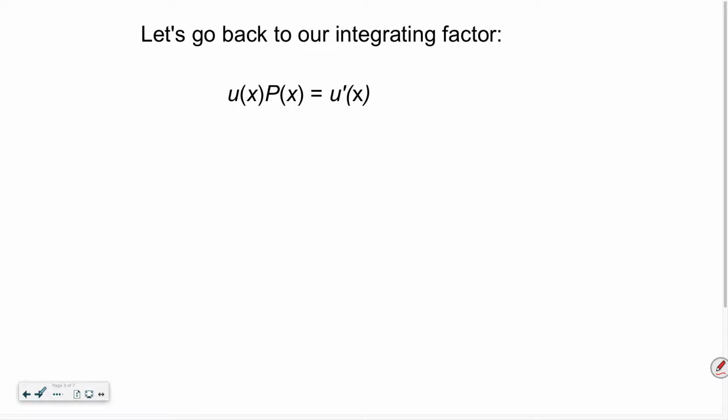Okay, so let's go back to our integrating factor. u of x is our integrating factor. And we want u of x times p of x to be u prime so that we can force that product rule.